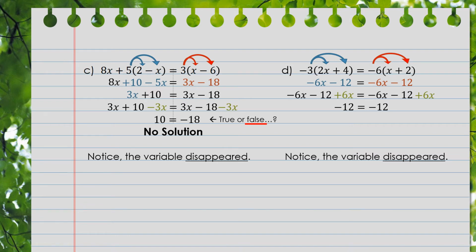Now notice the variable disappeared. So let's go back and look at the statement. Is that true or false? Well, negative 12 is the same as negative 12, so this is true, unlike the previous problem. Since this is a true statement, that means our solution is all real numbers, meaning any number you can dream up will work. That means a fraction would work, a decimal would work, positive, negative, zero, any number you choose will work and create a true statement for this equation.